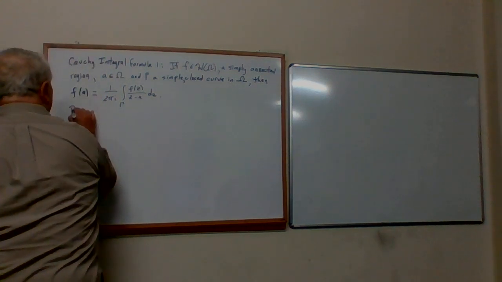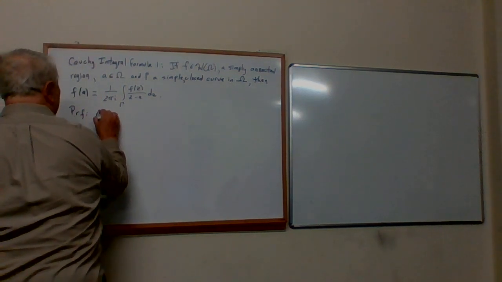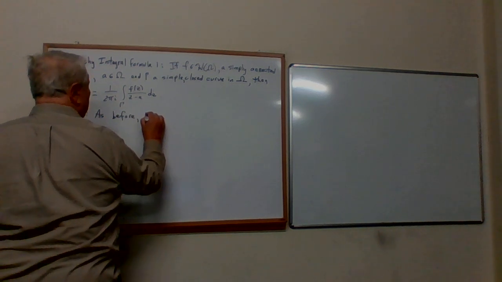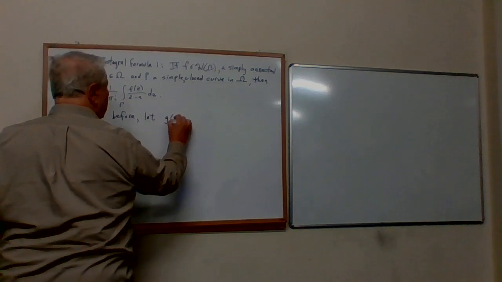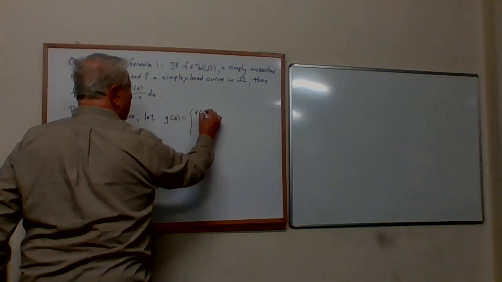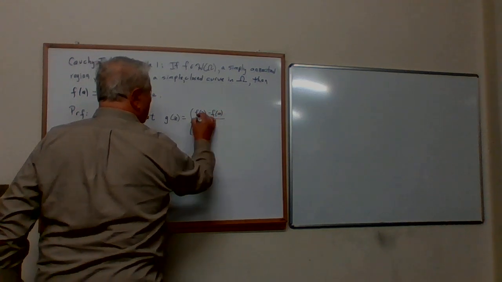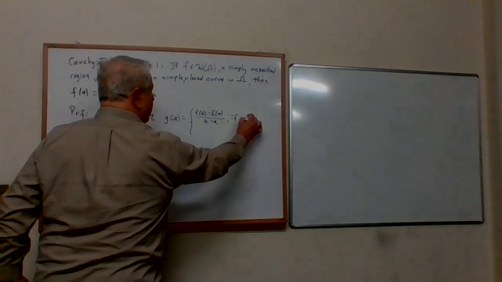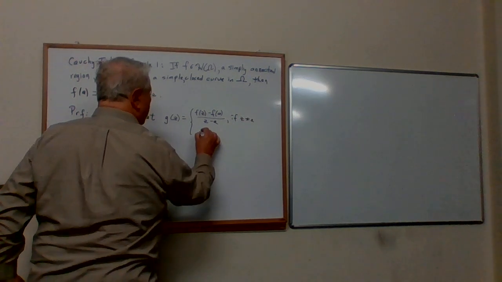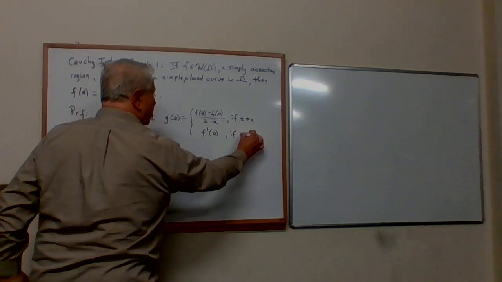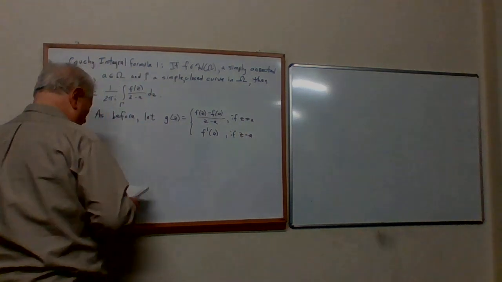Proof. As before, let's define a little g. So g of z is equal to what it was equal to before: f of z minus f of a over z minus a, if z is not a, and the derivative at a if z is a.